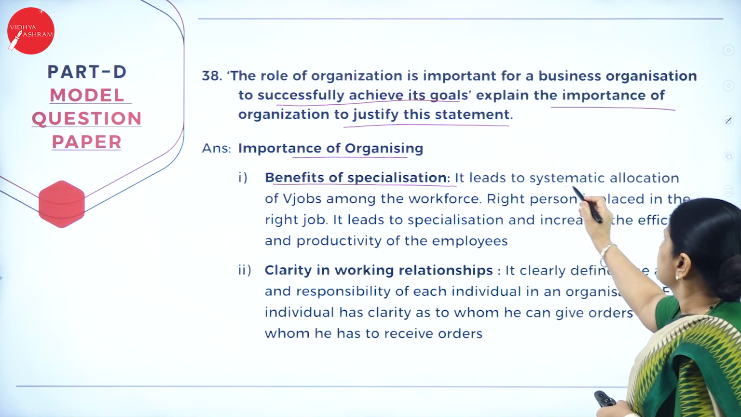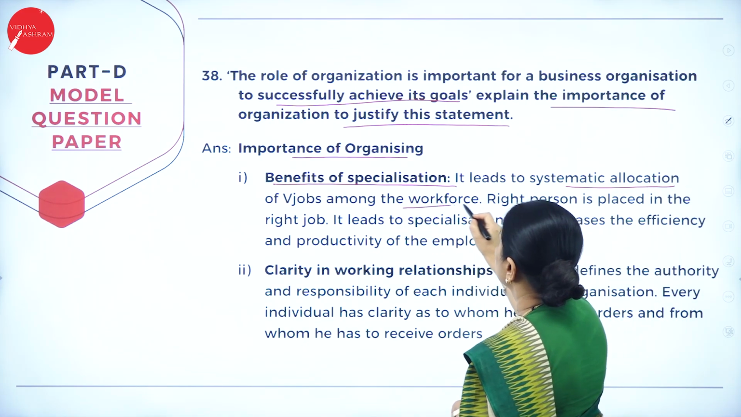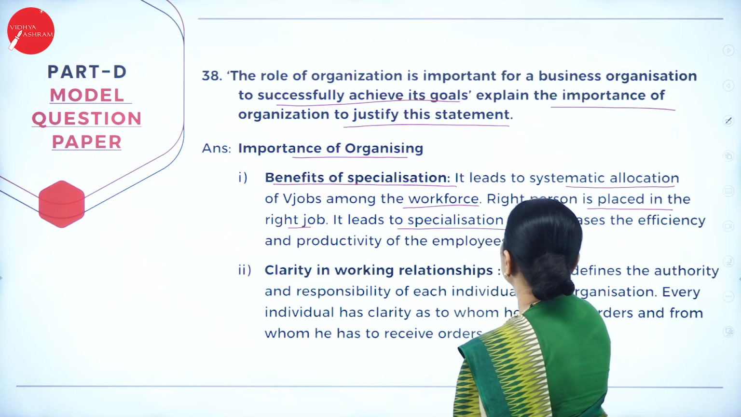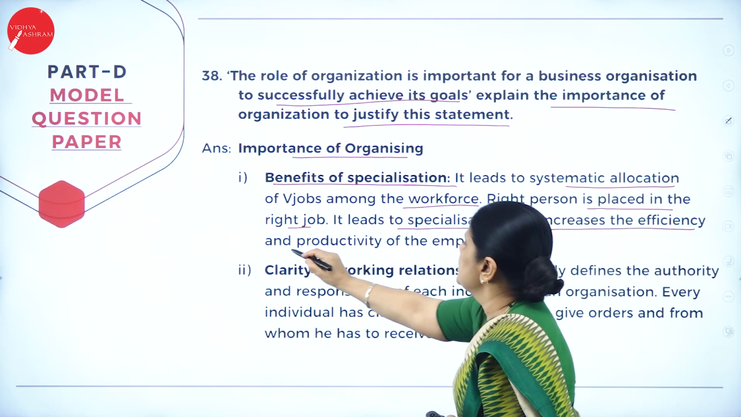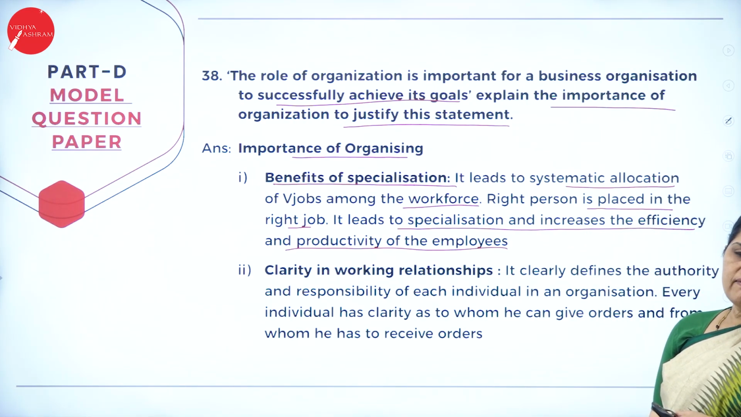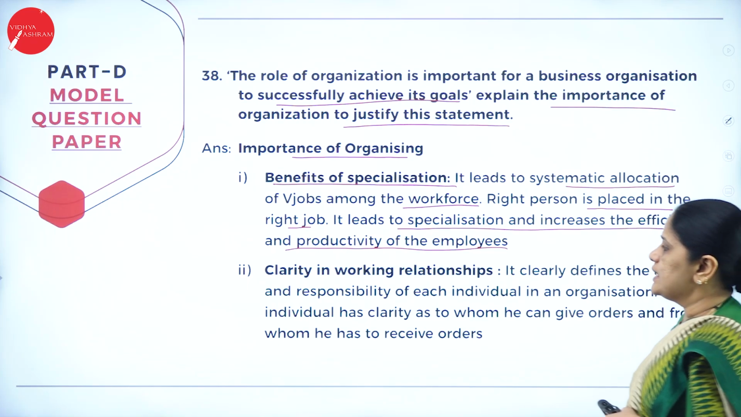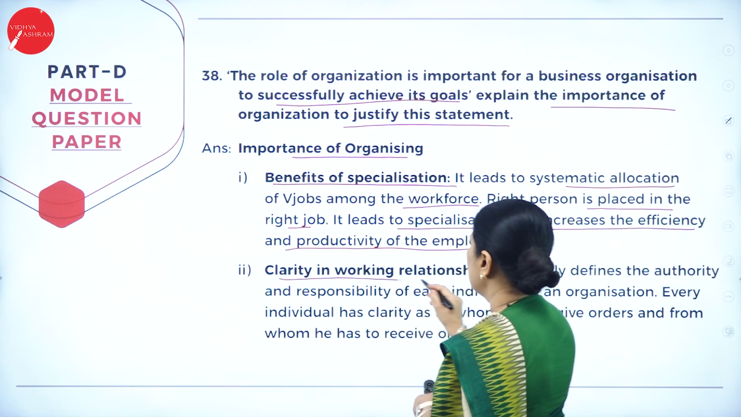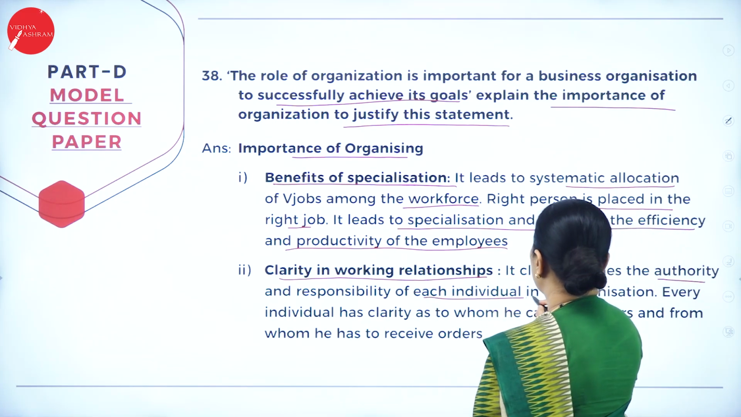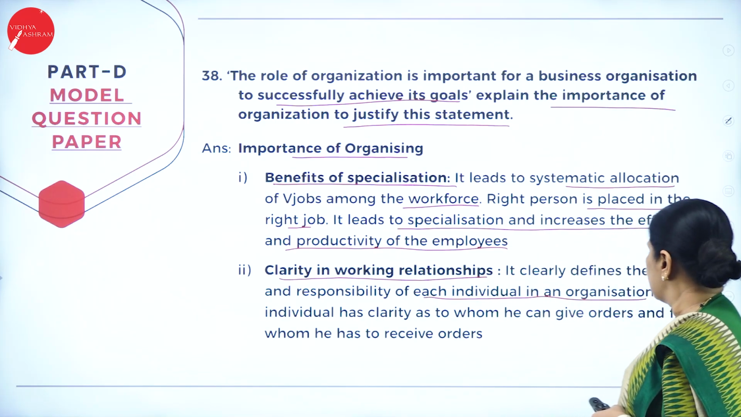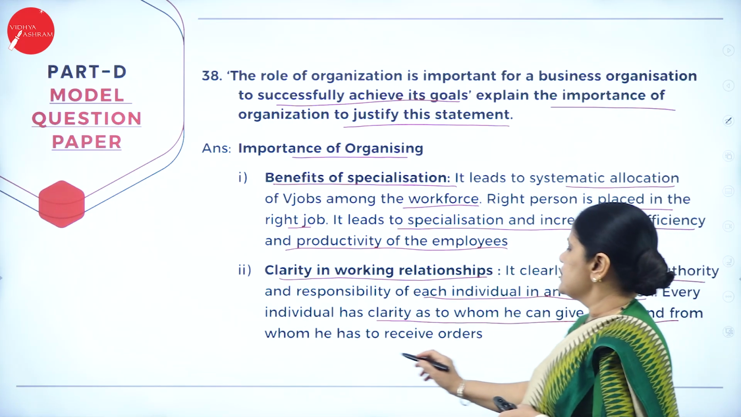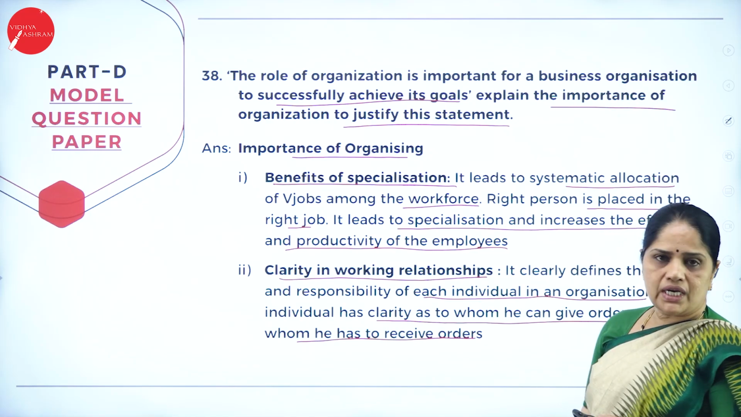So, it leads to systematic allocation of jobs among the workforce. Right person is placed in the right job. It leads to specialization and increases the efficiency and productivity of the employees. So, we can get the benefits of specialization with the help of organizing. Second one is clarity in working relationships. It clearly defines the authority and responsibility of each individual in an organization. Every individual has clarity as to whom he can give orders and from whom he has to receive the orders.